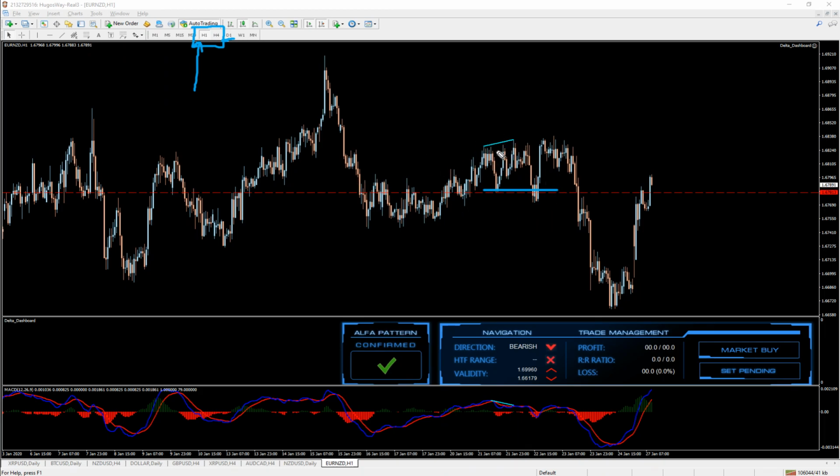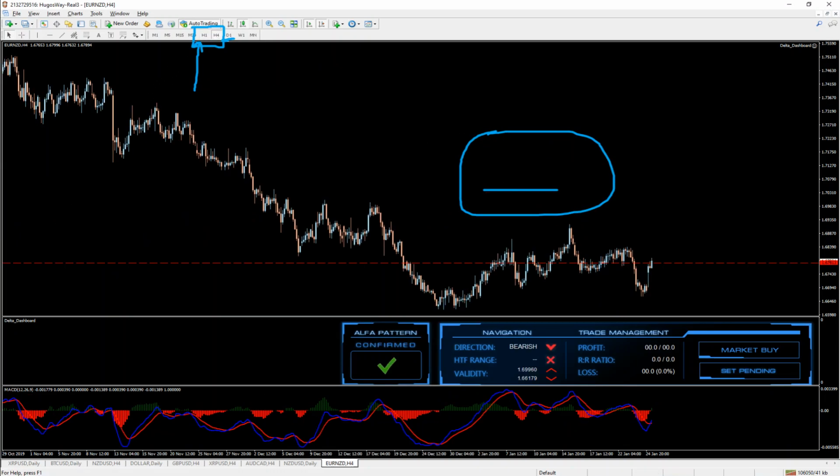But in many cases, since this is H1 and it's kind of far away from daily, we might end up in situations like that, where we could be kicked out right before the actual move is happening. So that's about Euro Kiwi.